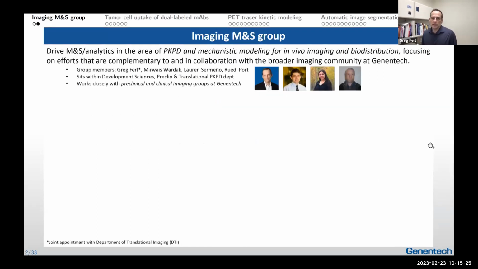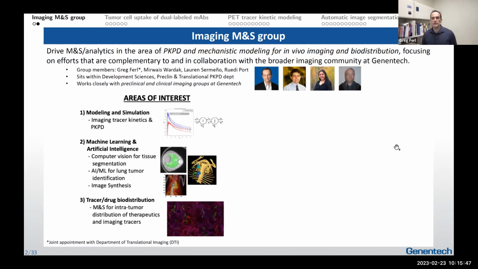So the imaging, modeling, and simulation group, you can read the mission statement there, but essentially we provide modeling and simulation and advanced analytics support to a number of the core imaging groups at Genentech, both in the preclinical and the clinical space. Our key areas of interest, number one, really our core skill set revolves around modeling and simulation and imaging tracer kinetics, PK/PD modeling, systems modeling, and this kind of thing. My group sits within the larger systems modeling group within development sciences at Genentech. And so within that group, there's a lot of expertise in this area.